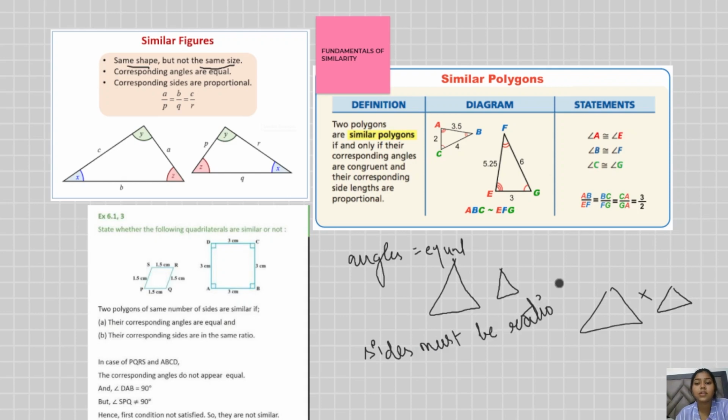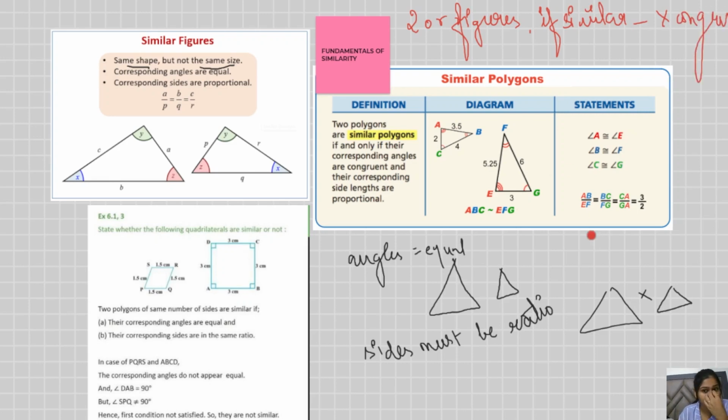These are the conditions for any polygons, be it a quadrilateral or a triangle, to be similar, right? So these are all the conditions of similarity. And I'd also like to tell you one more thing: if two or more figures are similar, it is not necessary that they are congruent, but if they are congruent then they will always be similar.